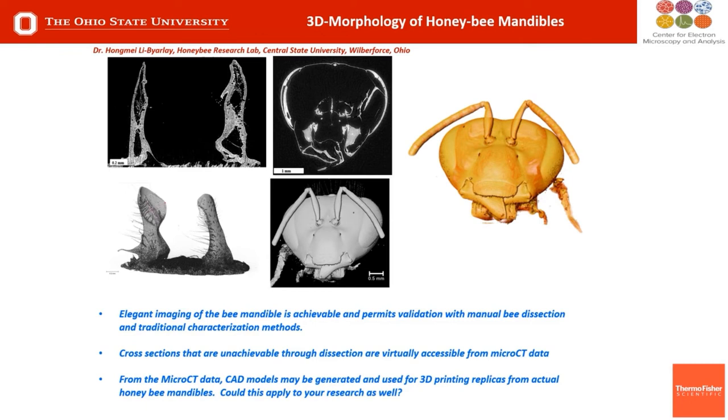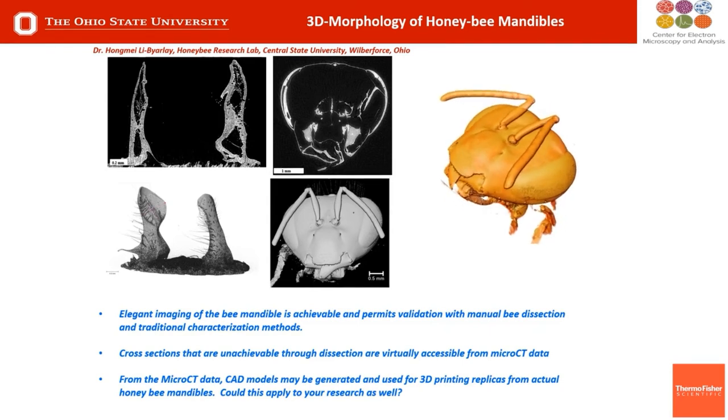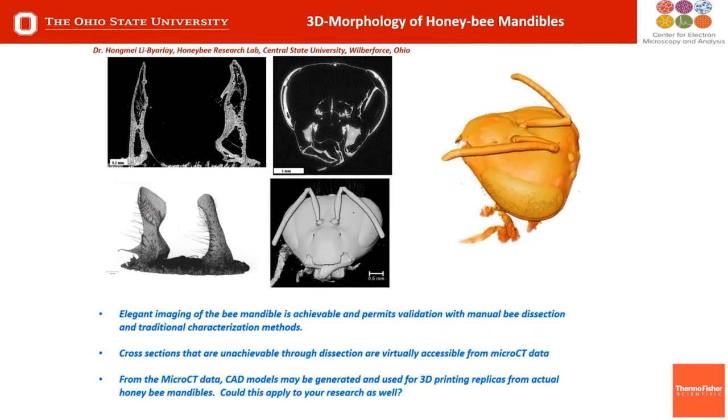You can see here on the left in our black and white images, 2D virtual slices, and we can look at cross sections of the bee mandible. We can understand how the porosity and how the structure is formed. You can go through and look at how it relates to the cranial of the bee head. You can also see the very fine hair-like structures that are on the bee mandible.